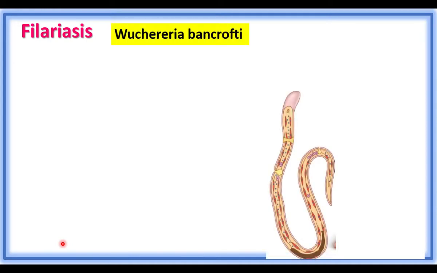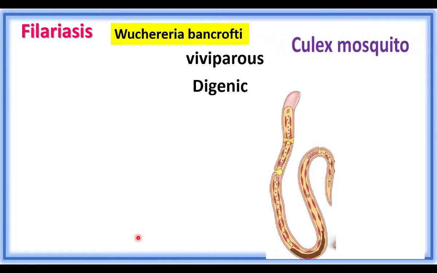Filariasis is caused by the filarial worm, Wuchereria bancrofti. This worm has two hosts. They are not egg-laying worms. They give rise to young ones. They are viviparous. They are digenic. They have two hosts. One is the human being. The other host is the Culex mosquito.